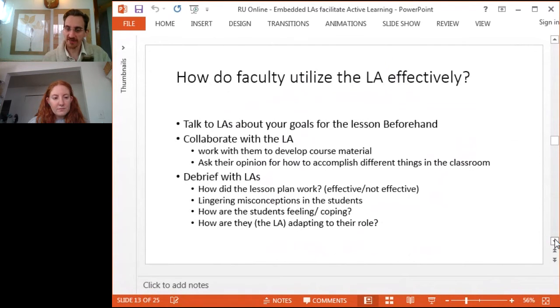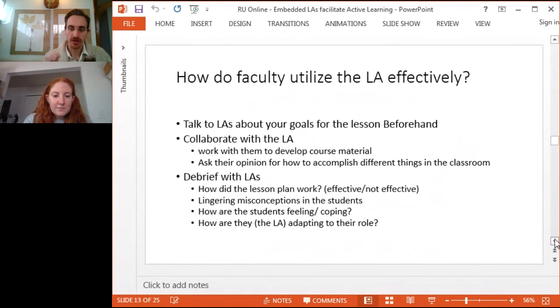The most effective learning assistants have a very strong sense of collaboration between the faculty and the LAs. So the learning assistants are working with the faculty, not just to deliver that course content, but in the development of that course content, right? Going over your lesson plans and giving feedback, taking a look at worksheets and giving feedback. Those are all part of that collaboration that's going to really help the LA operate at their maximum.